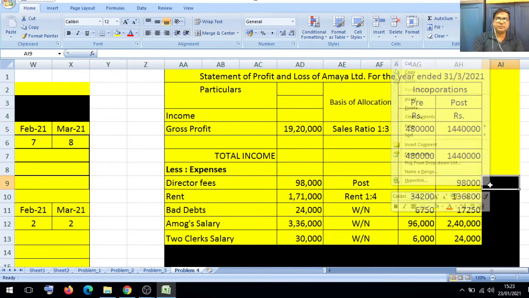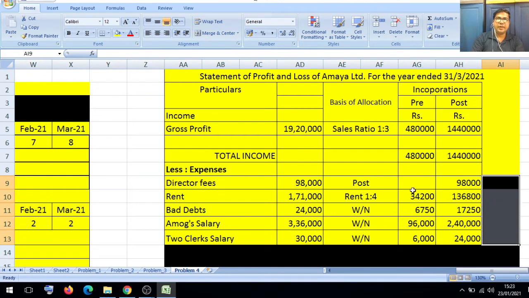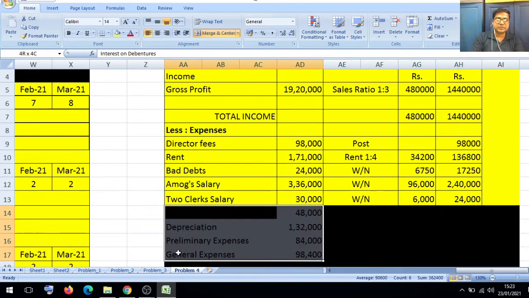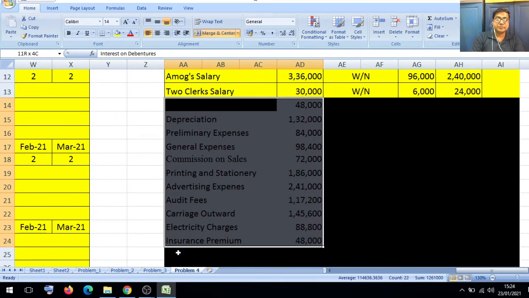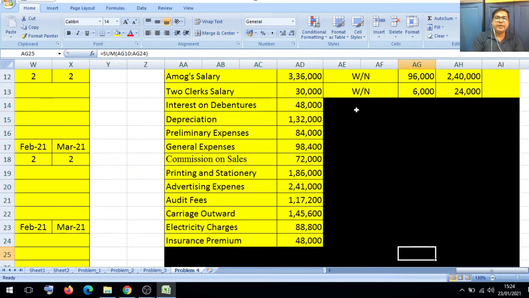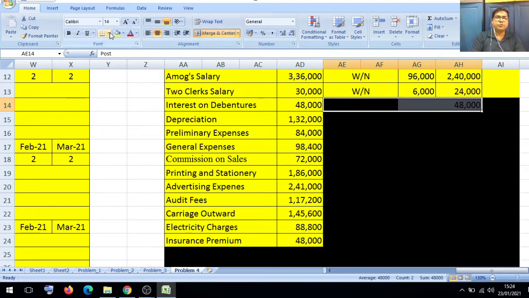See that, friends, we write these particular values of the salary. Then after that, next amount is interest on debentures 48,000. It is also expenses related to the post incorporation period. So therefore it is put in post incorporation column.